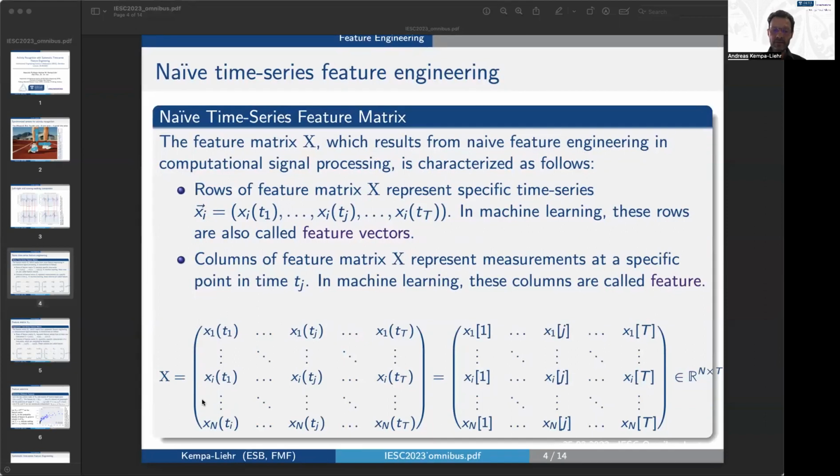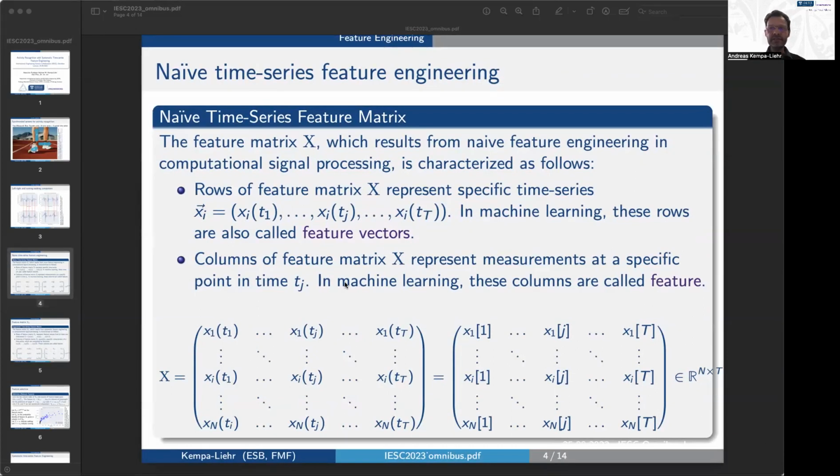And the columns are all the measurements measured relative to the beginning of the window. So this is the naive feature engineering approach. And most deep learning approaches use these type of matrices, but need millions of rows in order to learn the features first and then learn the discriminator for the different classes.